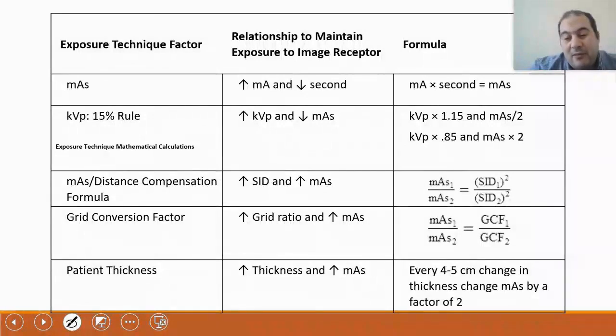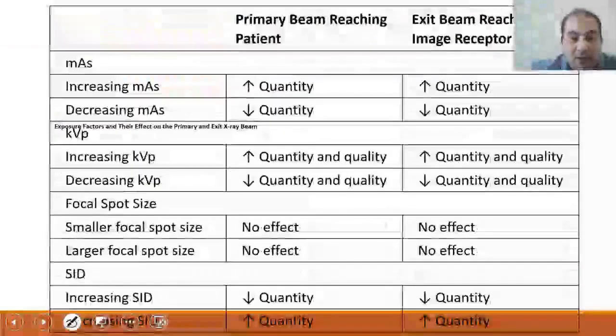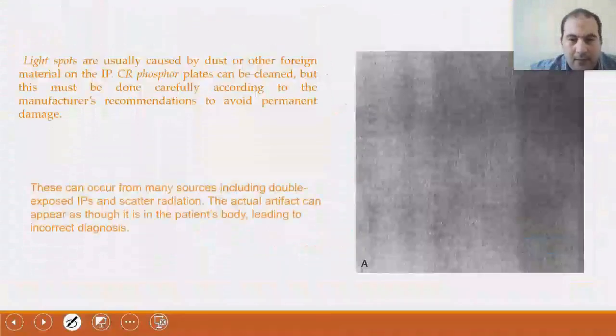The relationship between milliamperes per second and source to image distance is directly proportional to the square of the source to image distance. Therefore, increasing the distance requires you to increase the milliamperes per second. Regarding thickness, an increase in thickness of 4 or 5 centimeters requires you to change the milliamperes by a factor of 2, meaning you multiply it by 2. As for the grid conversion factor or grid ratio, increasing the grid ratio necessitates an increase in milliamperes per second. The grid has a significant impact on the resolution of the images, especially in screen film radiography.